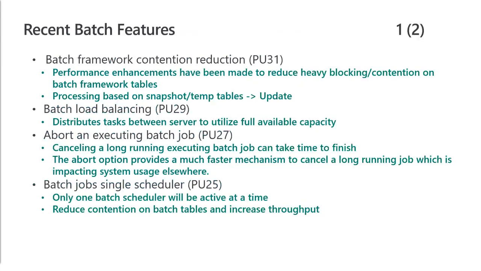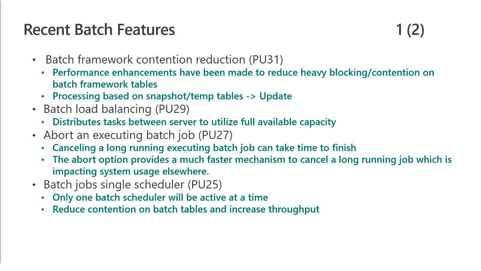So looking at the features, I will cover most of them at a pretty high level. But when it comes to reducing locking or contention, in PU31, we have the batch framework contention reduction. This is still something that you need to turn on in feature management, and I will come back to that. It's not in preview, but it's still managed based on enabling this in feature management. And that is especially important if you are experiencing these kinds of issues with your batch processing, to evaluate turning this feature on.